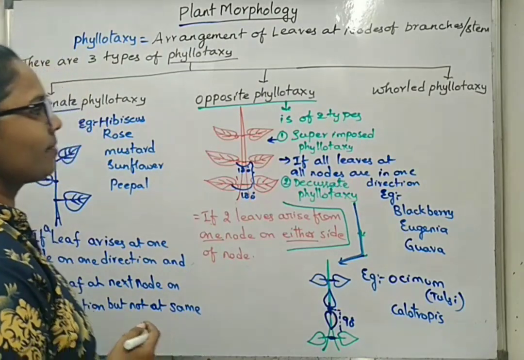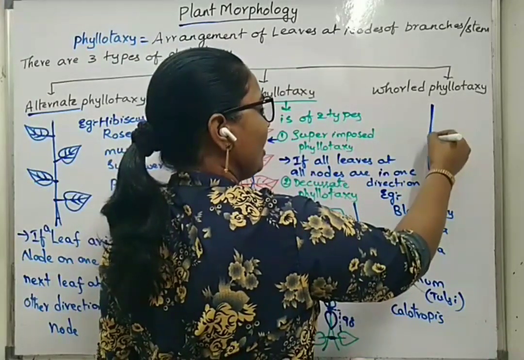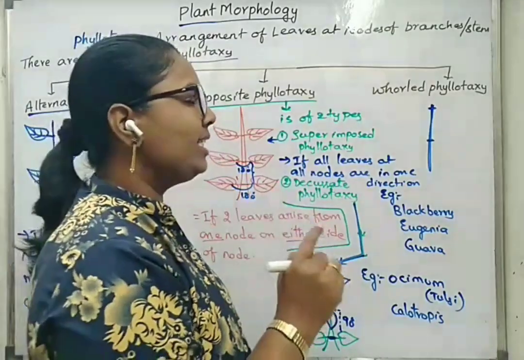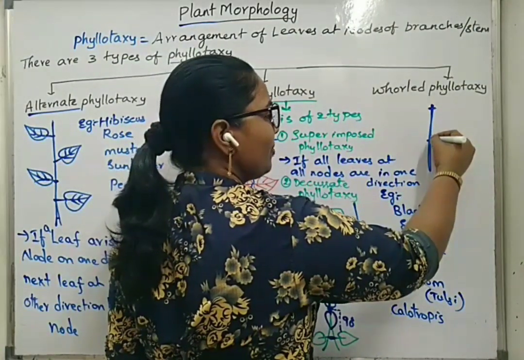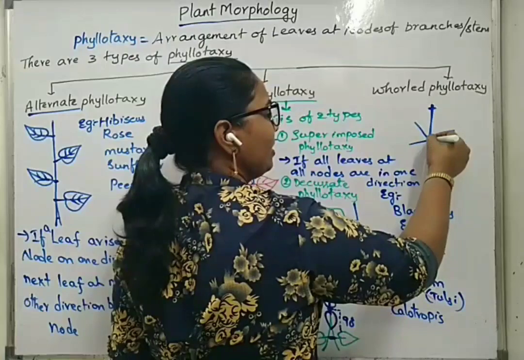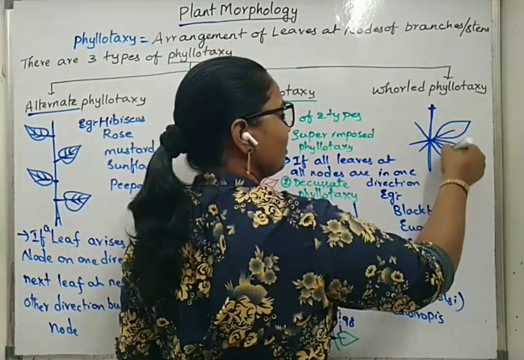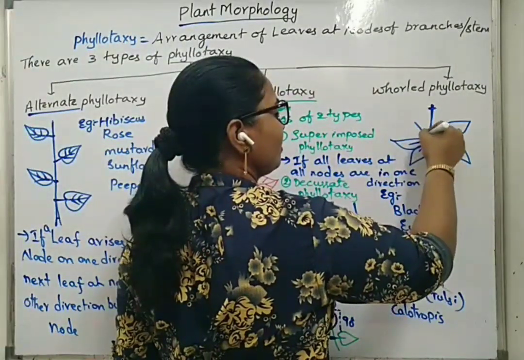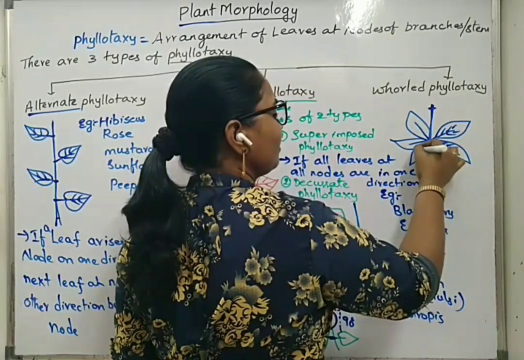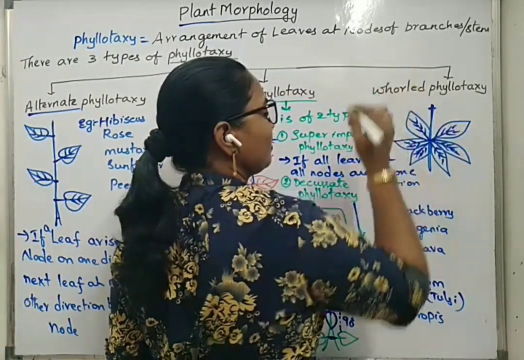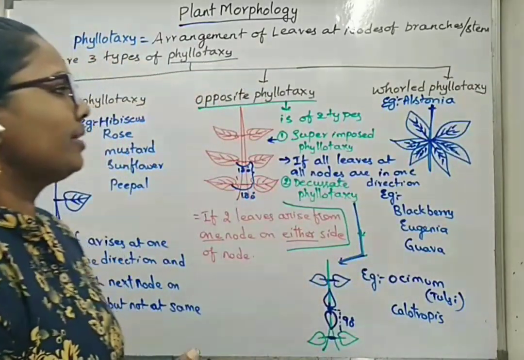Next, coming to whorled phyllotaxy. Whorled means if this is a stem or branch and these are the nodes, at one node many leaves are arranged and surround the node for proper exposure to sunlight for the process of photosynthesis. This type of whorled phyllotaxy we can see in Alstonia. This is one leaf. Example is Alstonia.